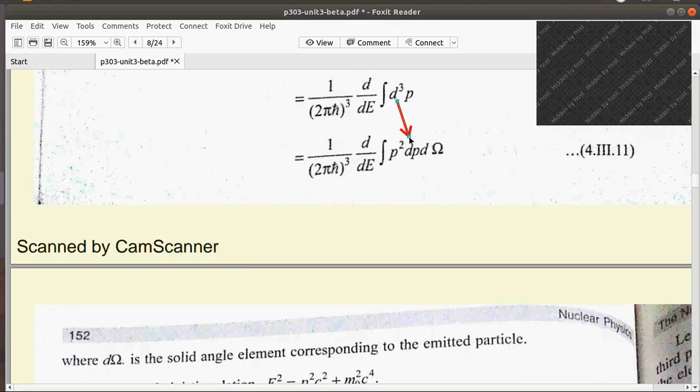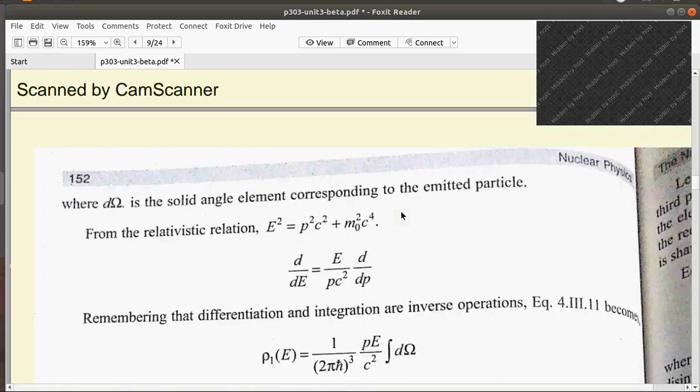Okay, so 2 dimensions are mentioned, p square. And the 3rd dimension is taken as a small variable, and again one more thing is added, d omega. d omega represents the angle in space. Generally you have an angle between 2 lines only, but since this is a 3-dimensional system, the angle is your solid angle, so it is an angle in space, 3 dimension. So it is called solid angle. So d omega is the solid angle element corresponding to the emitted particle.